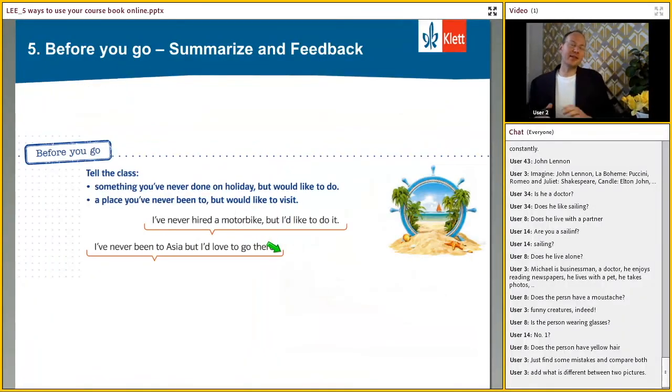Now we need to come to an end. As mentioned before, every unit has a before you go activity. And so now here's the time for you to tell me something that you have never done, never ever done, but that you would really like to do. And maybe a place that you have never been to, but you would really like to visit. Oh, the sun's coming out here in Berlin.